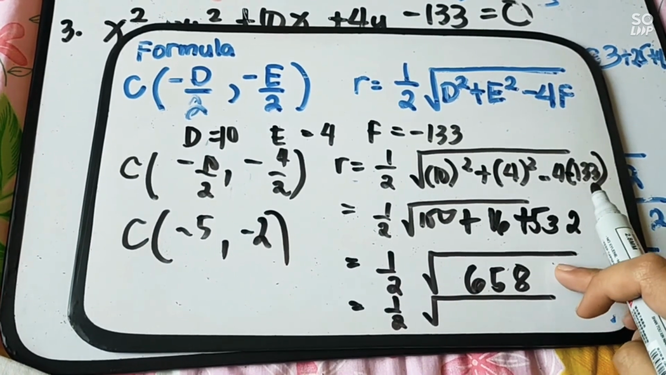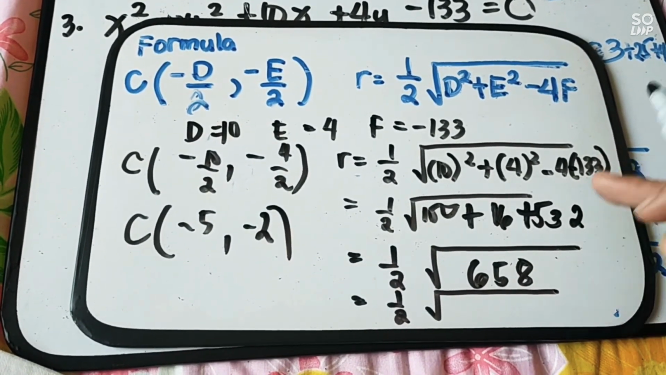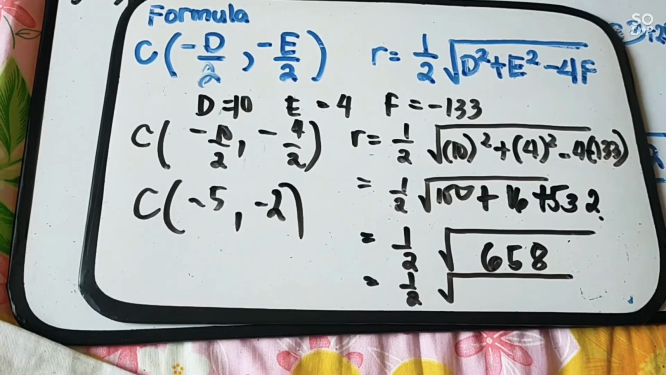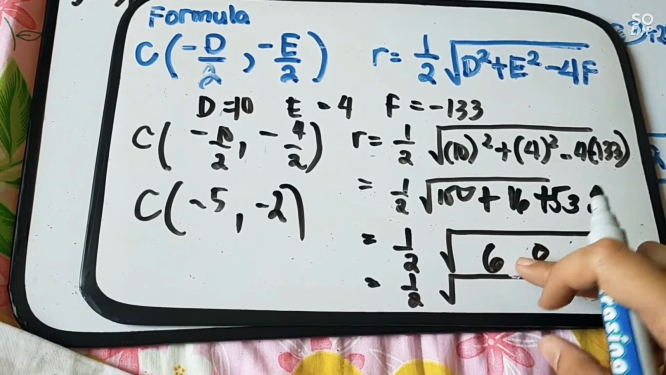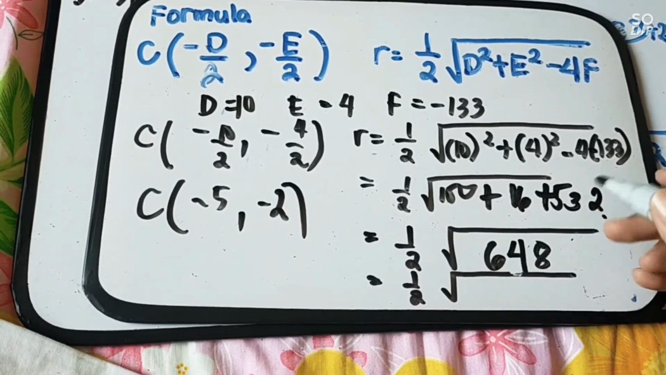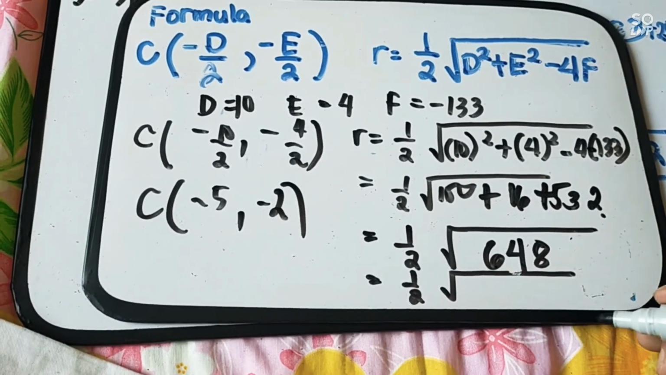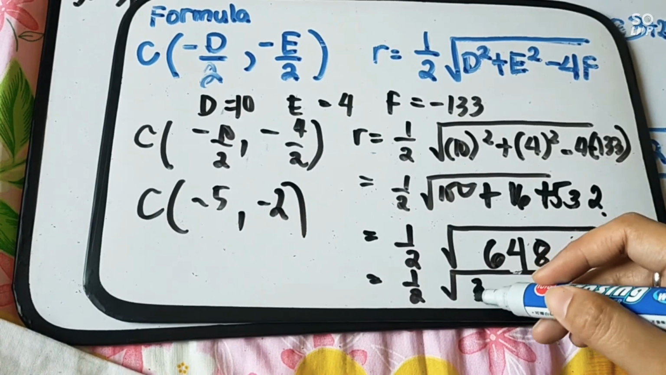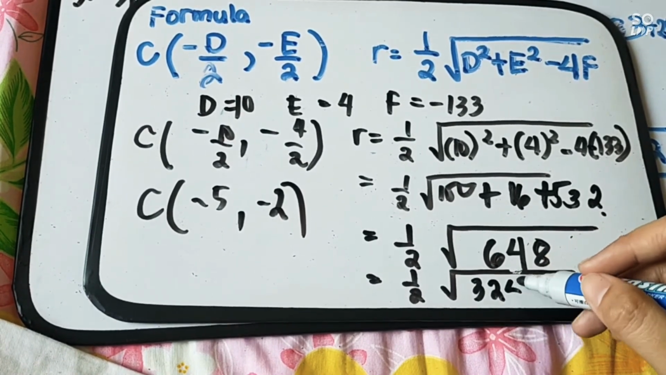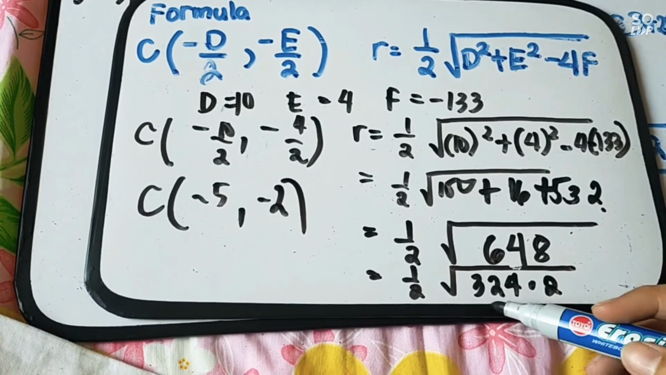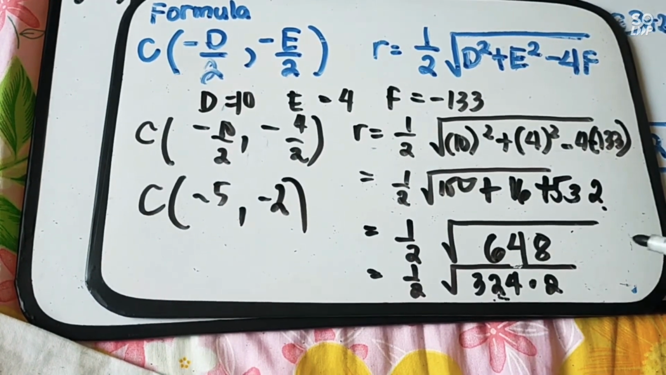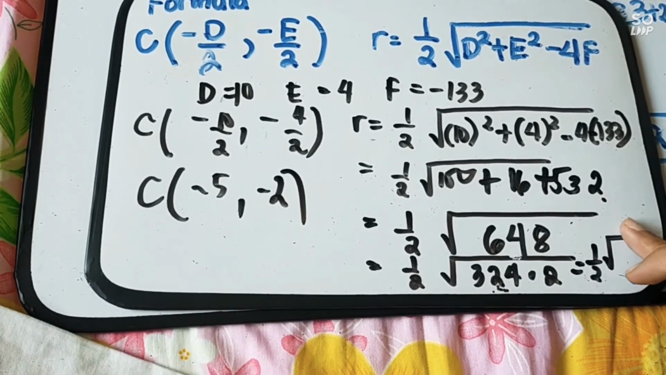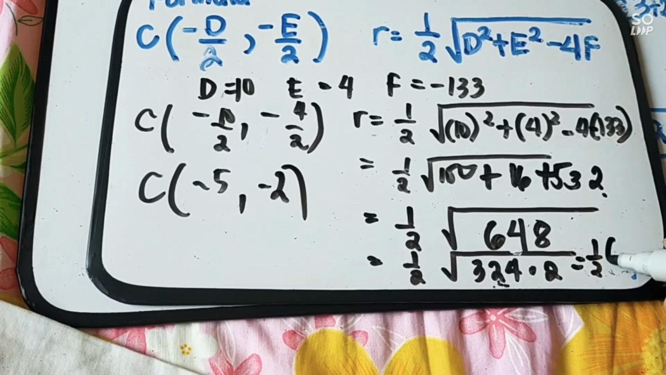Now, think of the factors of this where one of them is a perfect square. So, the answer here is, actually this is only 4. 648. Because 3 plus 1, we have 4. Now, its factors. The factor that is a perfect square is 324 times 2. Okay? 324 is a perfect square. So, we have here 1/2 of the square root of 324 times 2. The square root of 324 is 18.